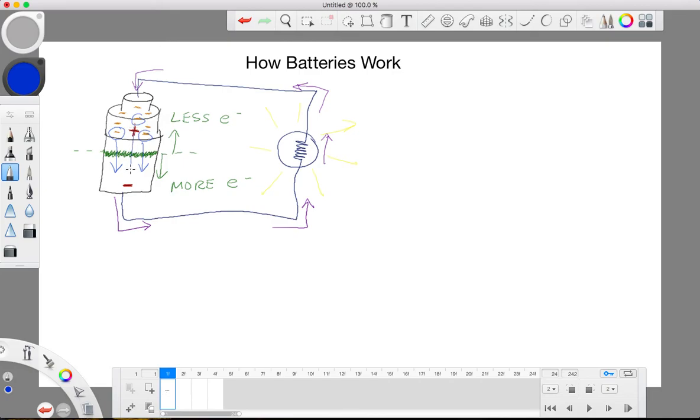So you have kind of two chemicals inside. We'll call it like chemical A. We've got chemical A, and we add chemical B to that.